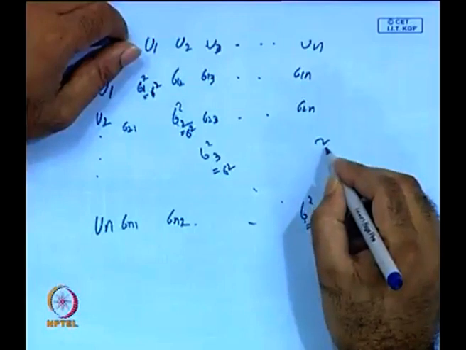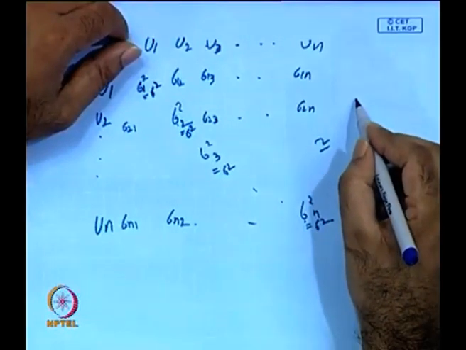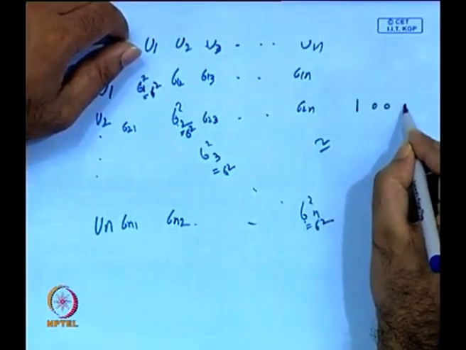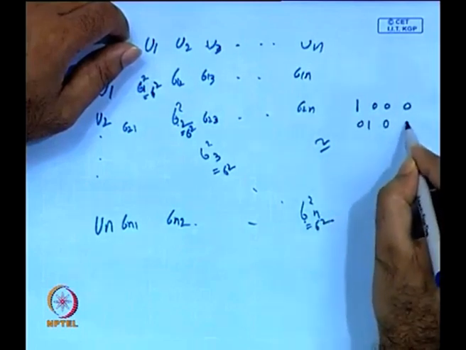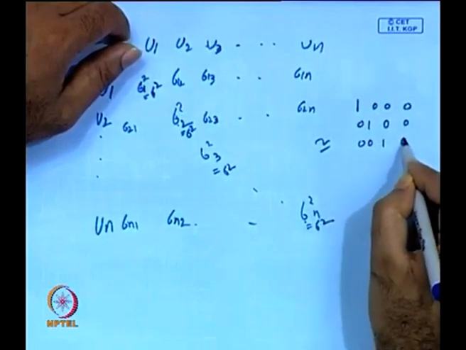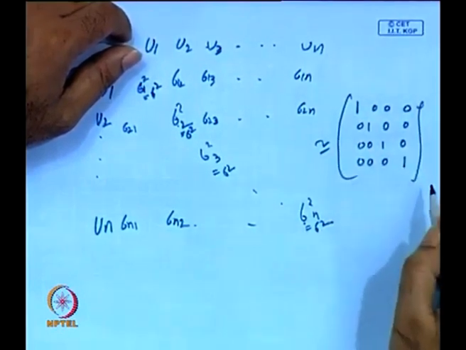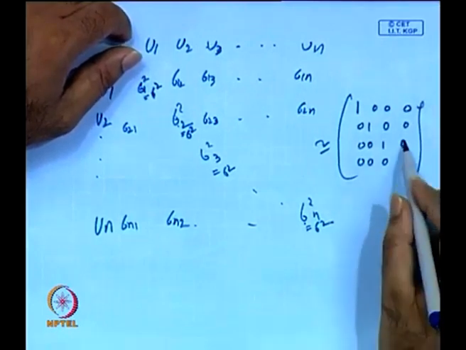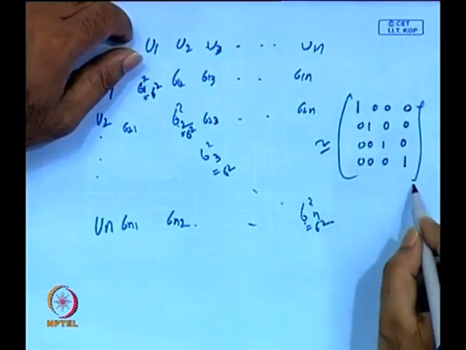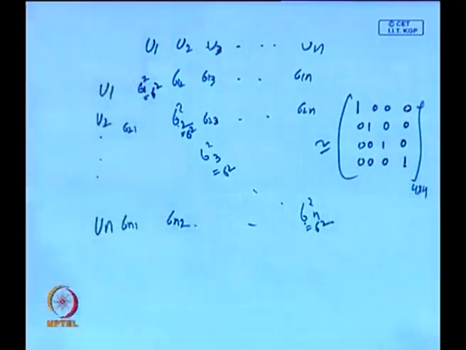One of the standard assumptions of OLS is that the error component matrix, the variance-covariance matrix, should follow the unit matrix shape. That means it will be transposed like this: 1 0 0 0, 0 1 0 0, 0 0 1 0, 0 0 0 1, indexed 1 2 3 4 by 1 2 3 4. So this is a 4 by 4 matrix.